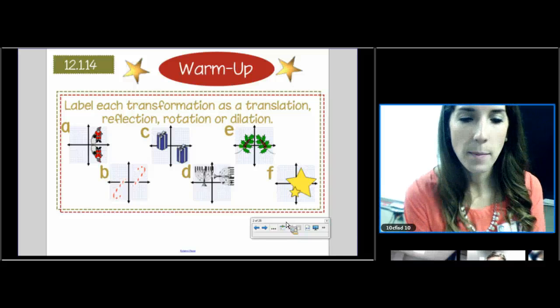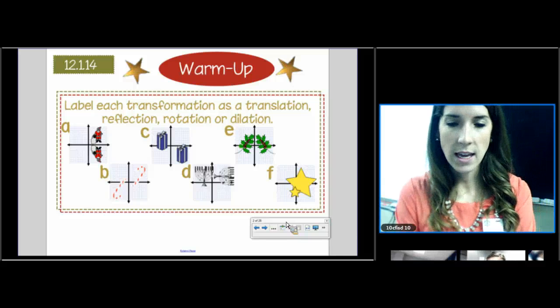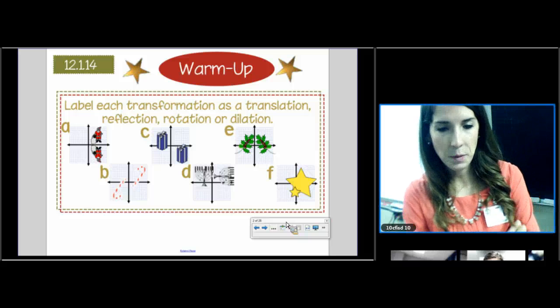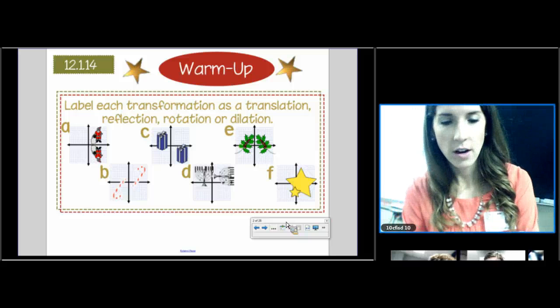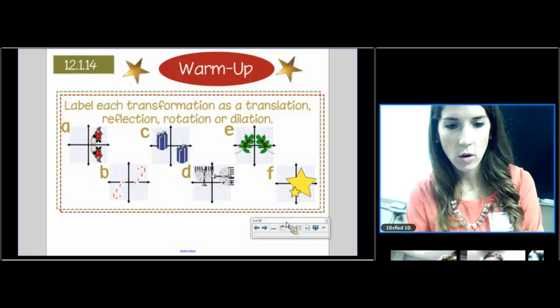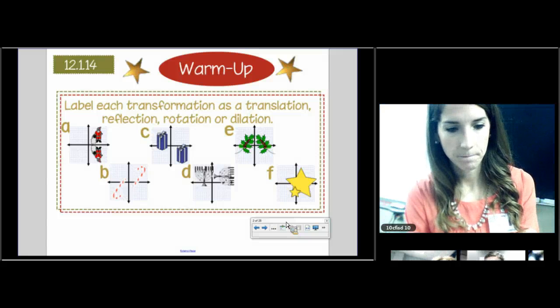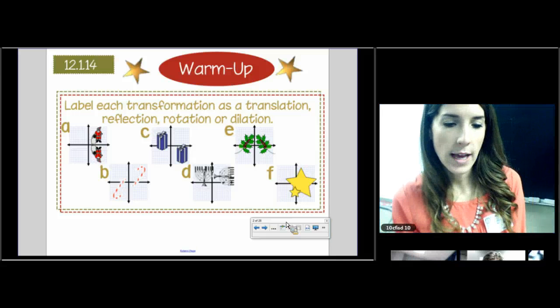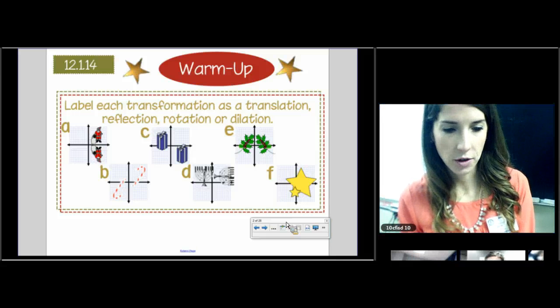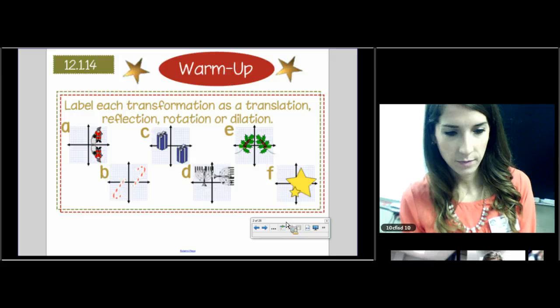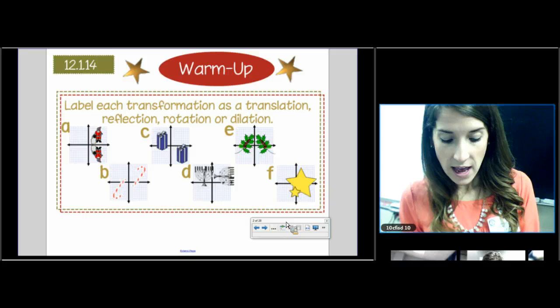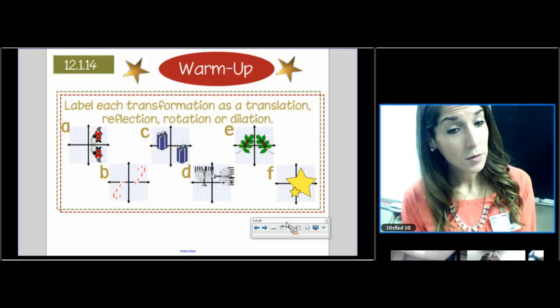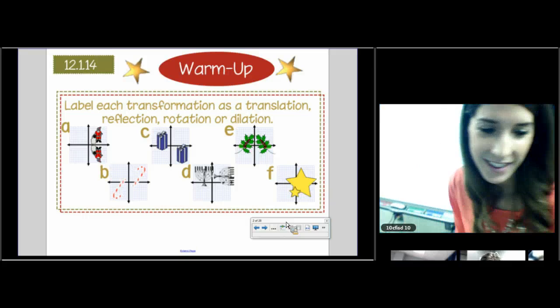Okay, so letter your paper A, B, C, D, E, F, and label each picture as a translation, a reflection, a rotation, or a dilation. Transformation. What type of transformation is A? Edriel? A reflection, very good.